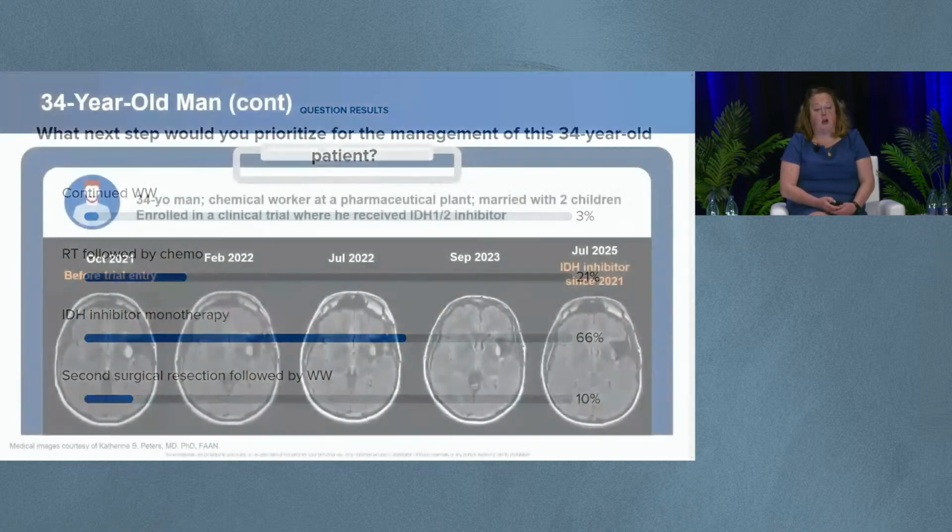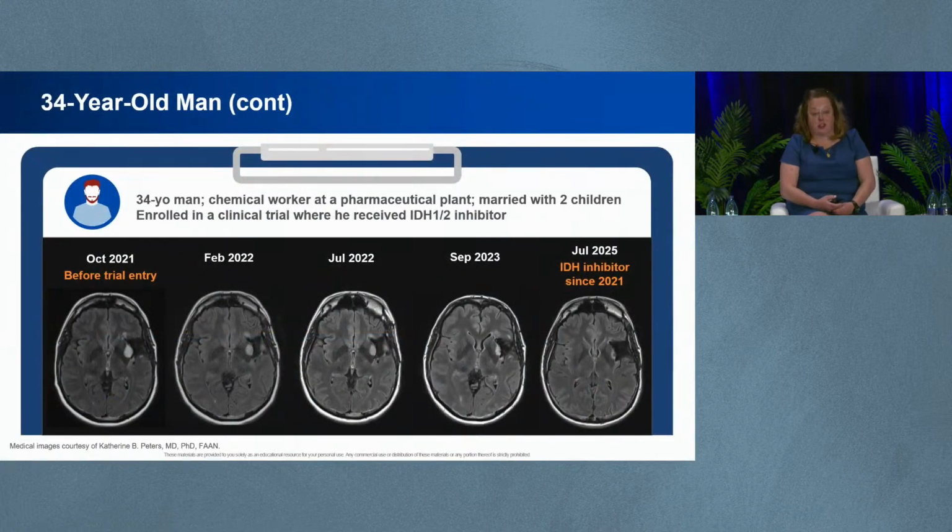What did you do? Well, he was able to get into the INDIGO study. So we enrolled him into the INDIGO study. This was his MRI before trial entry. At that time, he was essentially on vorasidenib versus placebo. And you can see his MRI over time, February 2022 to July to September, and then most recently in July of 2025. When we were able to unblind him after the data analysis showing that vorasidenib was superior in a blinded independent review, he was found to be on vorasidenib.